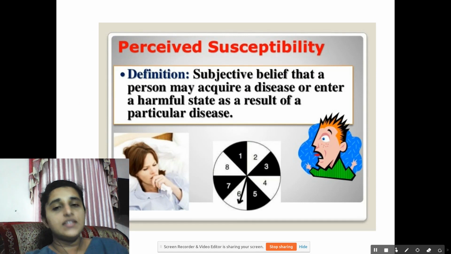First is perceived susceptibility. A subjective belief that a person may acquire a disease or enter a harmful state as a result of a particular behavior. For example, after the visit of a health worker, a smoker understands that because of the smoking practice, he may get lung cancer. So that is the perceived susceptibility. Because of that particular behavior, he is susceptible to some complications or problems.